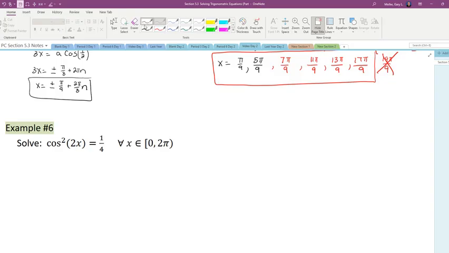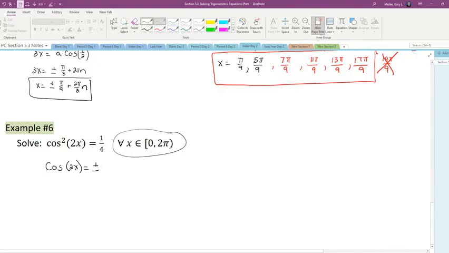Okay. So ultimately, this one wants the answers just between 0 and 2 pi. But before we even worry about that, we got to figure out what we're talking about here. So I have to get down to x equals. I need to get rid of the squared, and then I need to get rid of the cosine. So I'm going to take the square root of both sides. And when I do so, I need to remember that I get positive and negative. The square root of 1/4 would be 1/2.